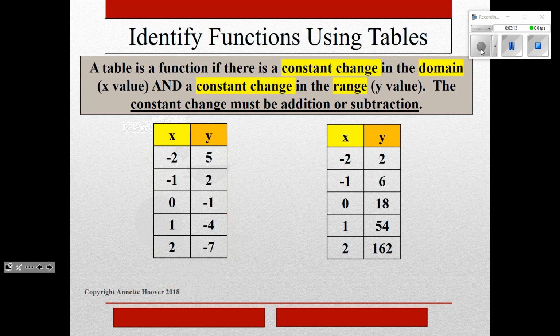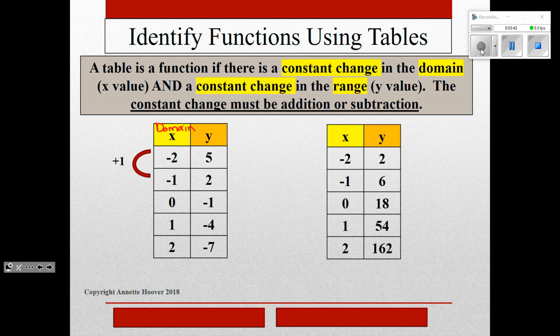And what I'm going to do to check if this would be a linear function: first, does the x repeat? It does not. Look at the x values here. None of them repeat, so I know it's a function, but would it be linear? To do that, we're going to look for what we call a constant change in the domain and the range. What do we mean by that? Well, we're going to start with the domain, which is the x values, and we're going to ask ourselves, what do we do to -2 to get to -1? We have to add 1.